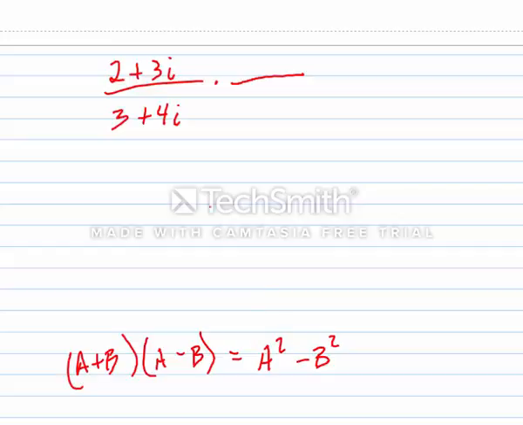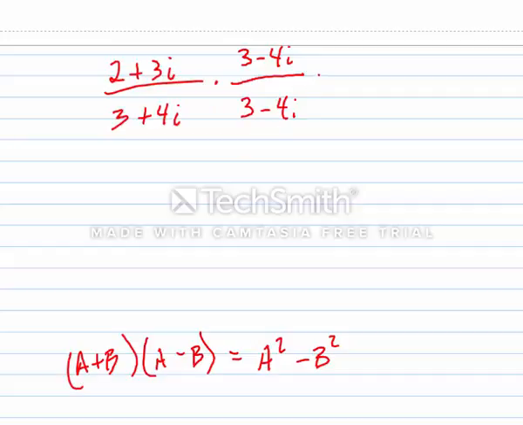Okay, and that will get rid of the i's in the denominator. We're trying to get rid of the i's in the denominator, so it's kind of like rationalizing the denominator. So we multiply the bottom by 3 minus 4i and the top by 3 minus 4i. This number is just equal to 1, so we're not changing it. And what do we get?